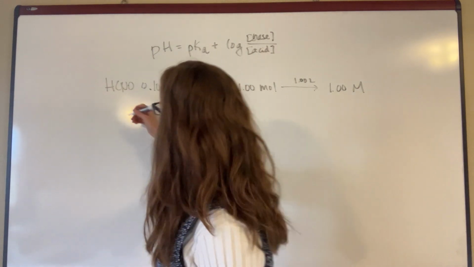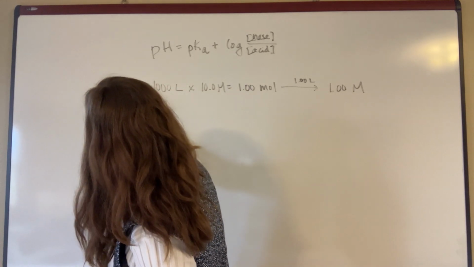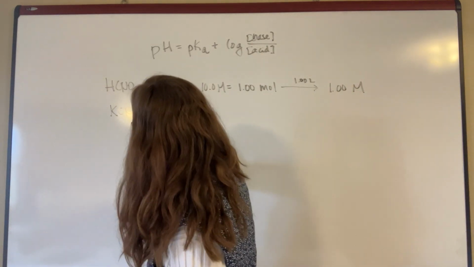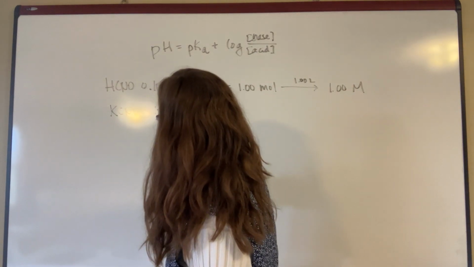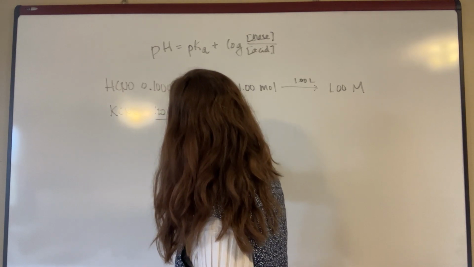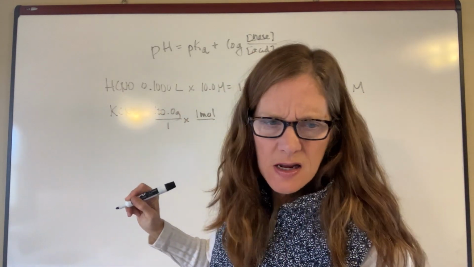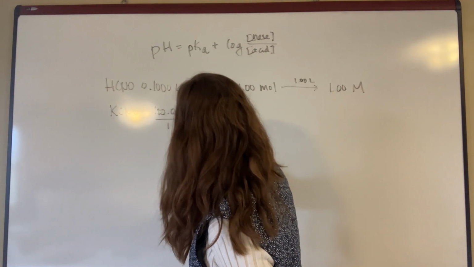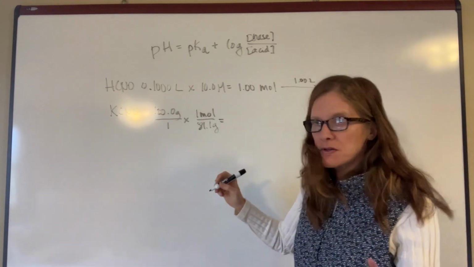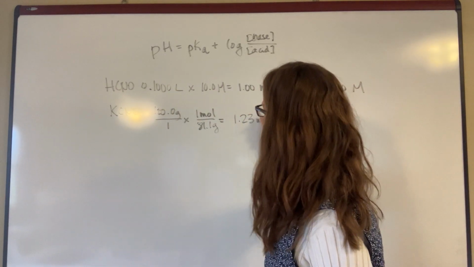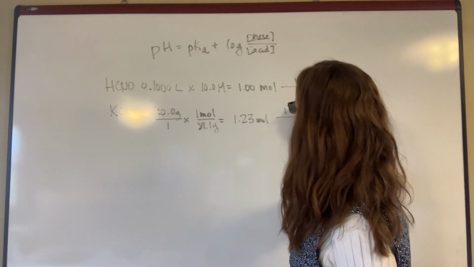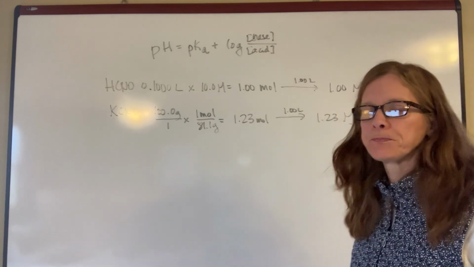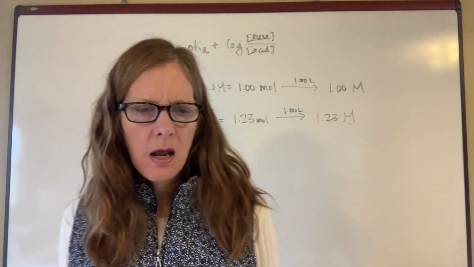Okay, so then we've got KCNO as well, and the KCNO says that we have 100 grams of that, and in 1 mole of potassium cyanate, it's 81.1 grams, and so that, when I divide that out, is going to give me 1.23 moles. Again, I'm diluting the whole thing to 1 liter, so that's going to be 1.23 molar.